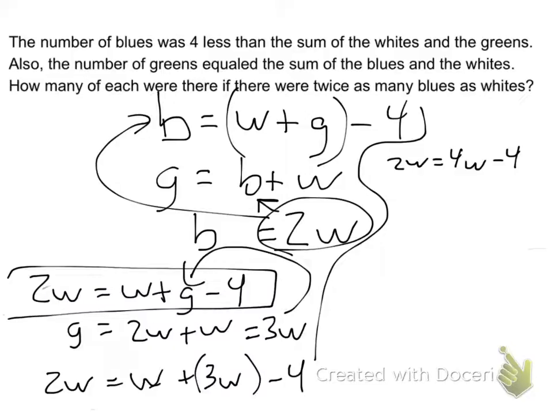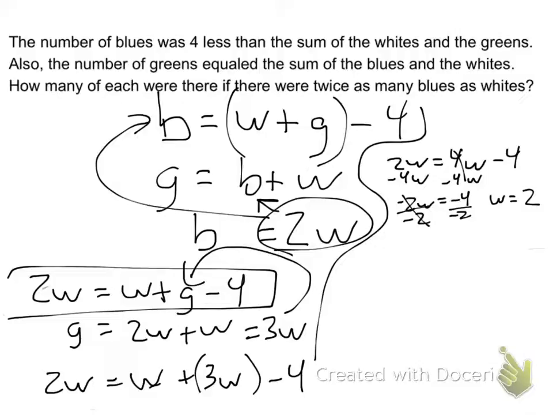So we just solve for W. Subtract 4W, which leaves me with what? Negative 2W is equal to negative 4. Divide both sides by negative 2. So W is equal to 2.